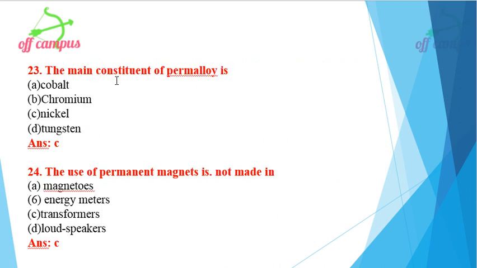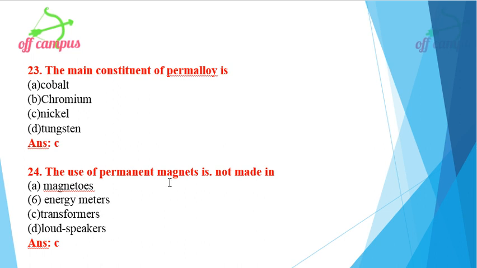What is the main constituent of permalloy? Cobalt, chromium, nickel, tungsten. The main constituent of permalloy is nothing but option C, nickel, which is the right option. Okay. Then question number 24.